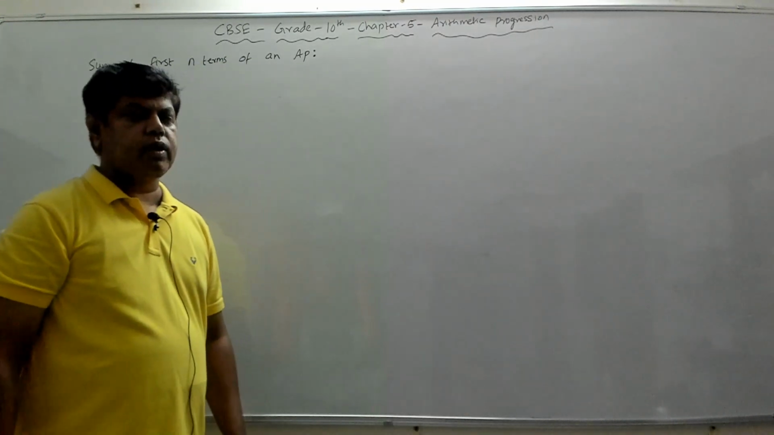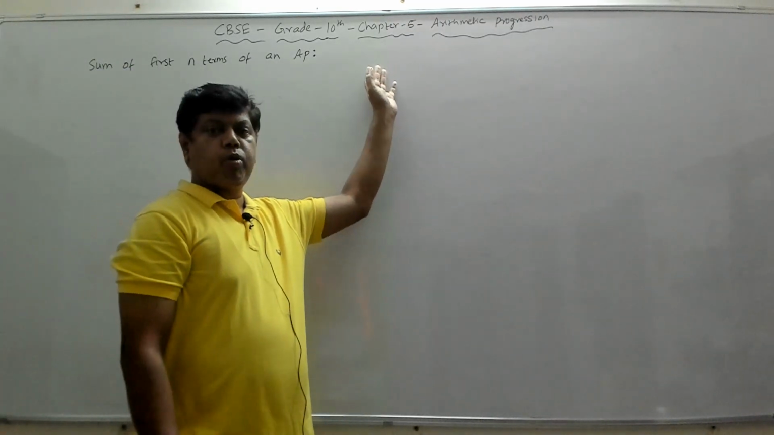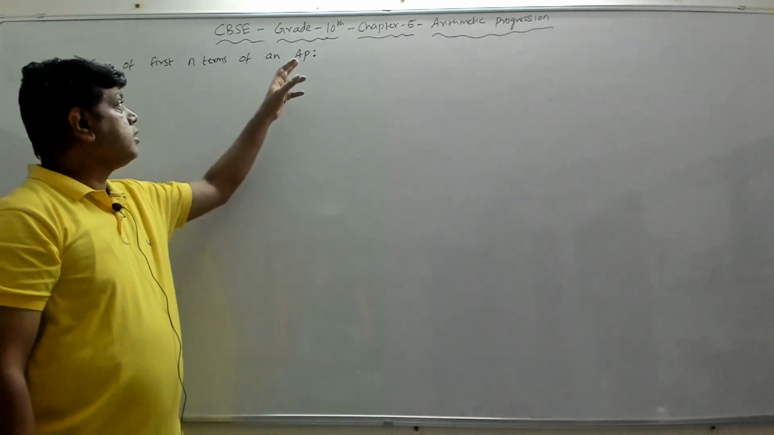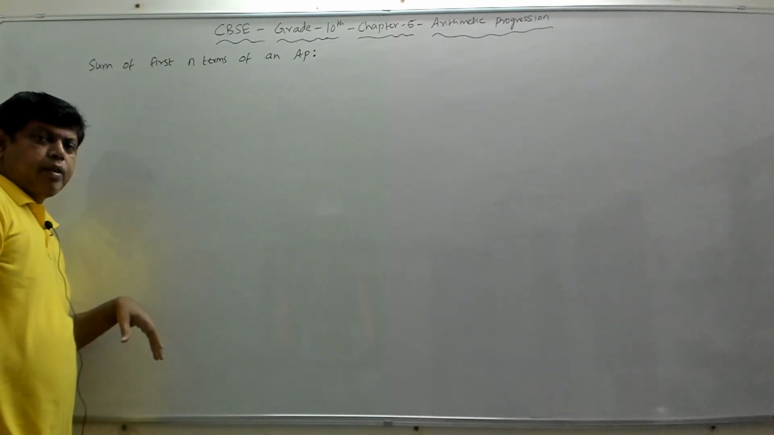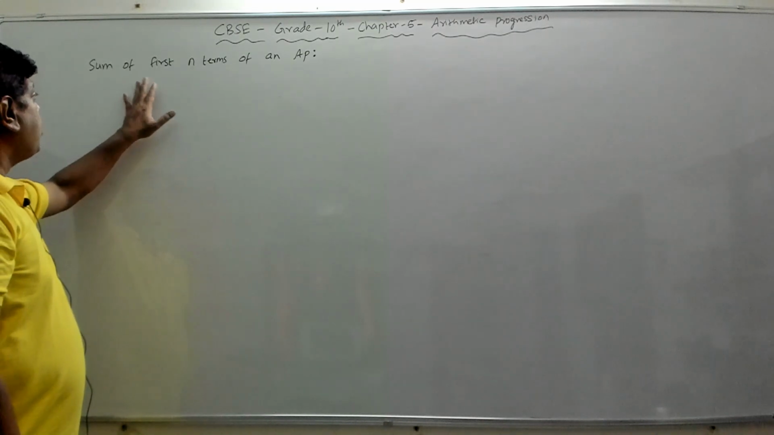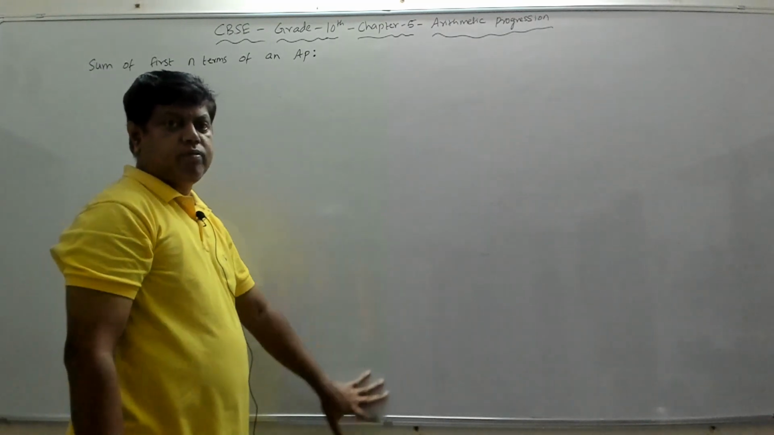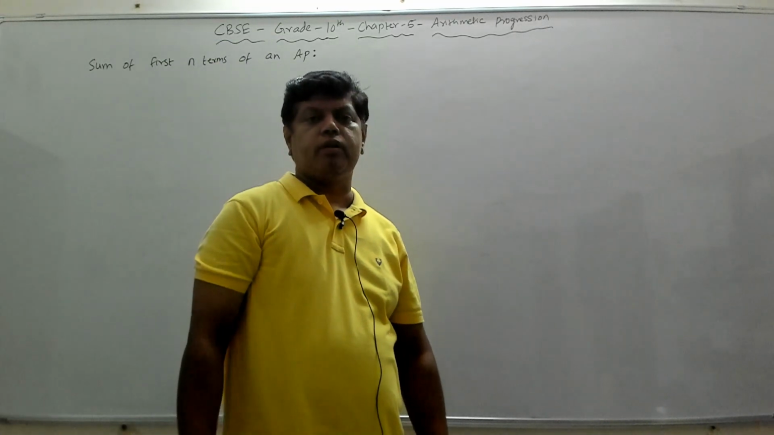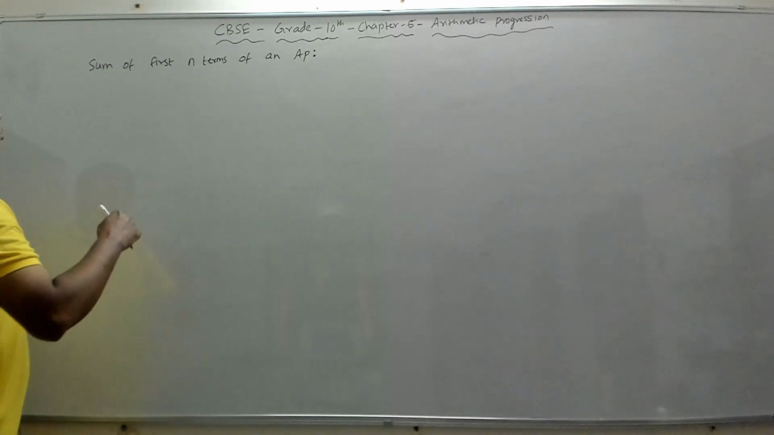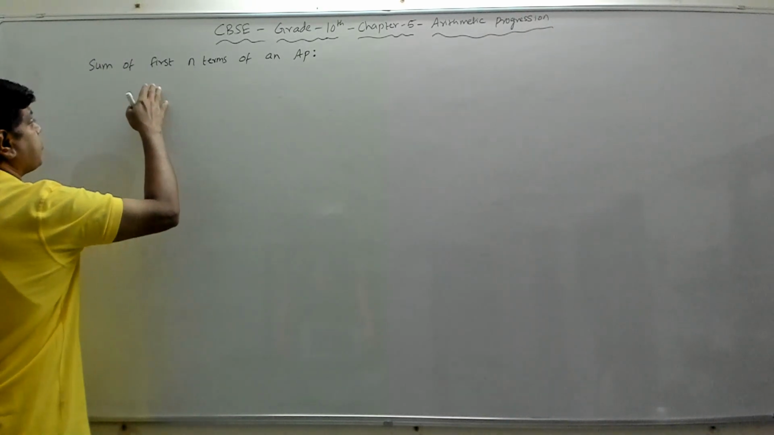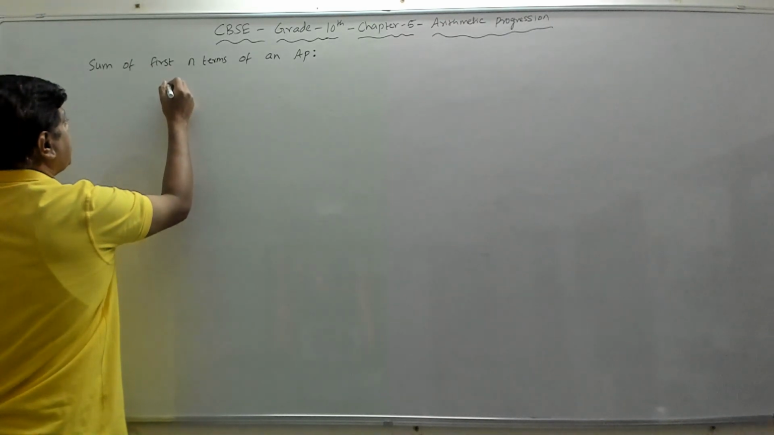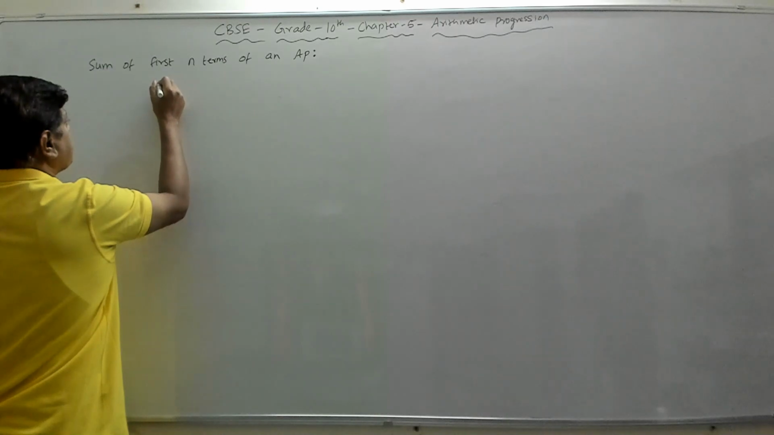In this video, we'll continue with the chapter Arithmetic Progression, which is chapter 5 from your 10th standard CBSE Mathematics. We'll start with the next section, which is the sum of first n terms of an AP. How do we find the sum of first n terms of an AP? Before we go to that, we know that the general form of an AP is like this.